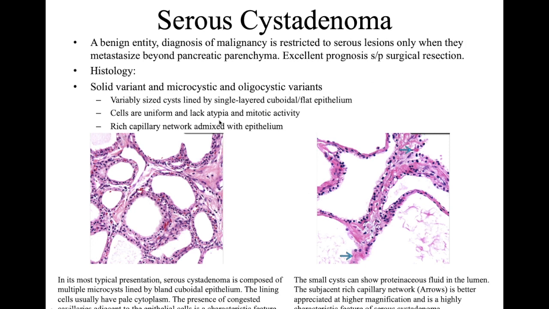There's a solid variant and microcystic and oligocystic variants, but generally these are variable size cysts lined by single layer cuboidal to flat epithelium. They lack atypia. It's exactly what we saw. We didn't see any atypia, and we saw no mitotic activity. And we saw a very rich capillary network mixed with the epithelium.